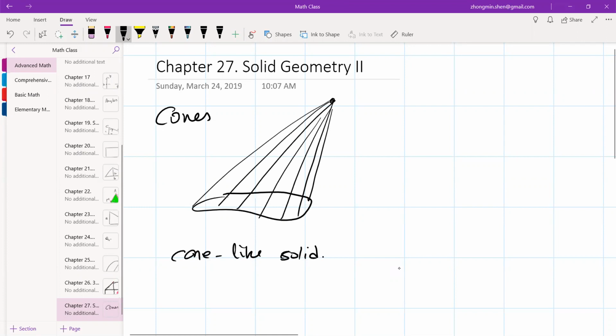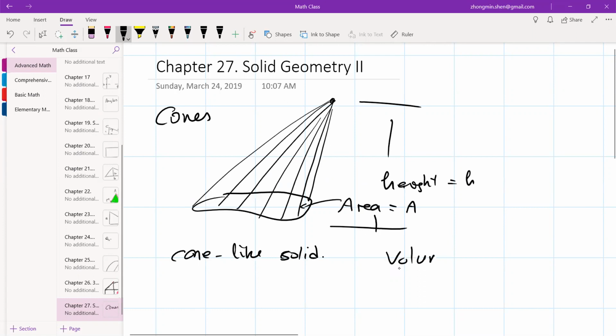So for a cone, how do we find the volume? Mathematicians found the formula already. If the base area is A, and we know the height, then the volume is going to be the base area times height, the volume of the cylinder above this region in the two-dimensional plane. But you have to divide by 3. One third. I'm surprised. Yeah.